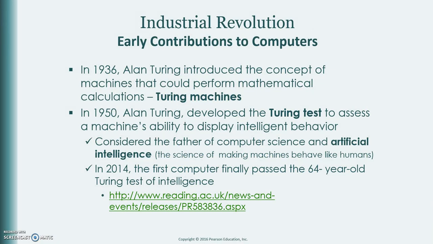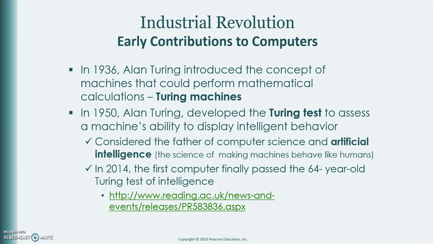Alan Turing believed that machines, which were later called Turing machines, could perform mathematical computations. In 1950, he developed the Turing test to assess a machine's ability to display intelligent behavior. So for this forward thinking, many consider him to be the father of computer science and especially of artificial intelligence. And just an FYI, artificial intelligence is the science of making machines behave like humans. That's going to include your robots, all different types of things.